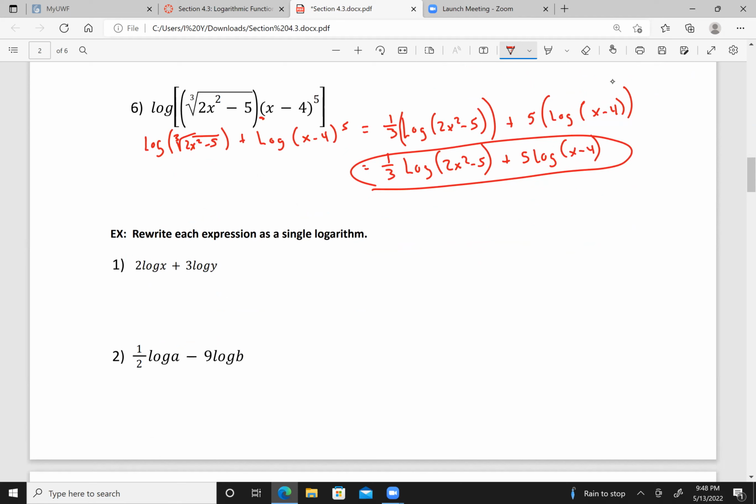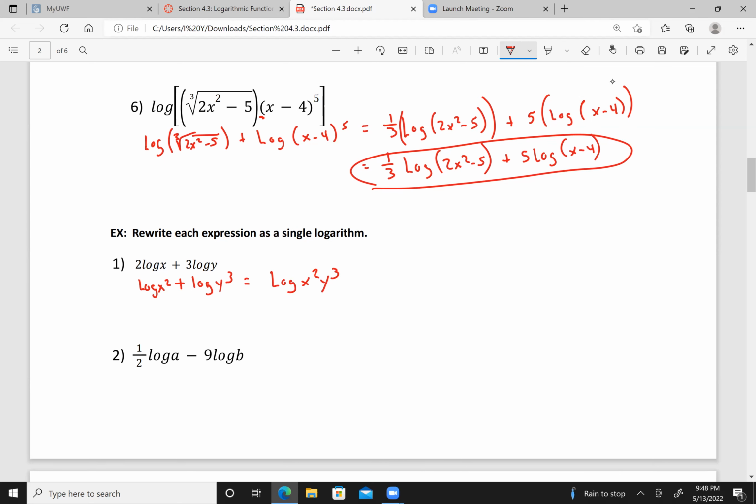Okay, now we're going to go the other way. So I have 2 times the log of x. This gives me the log of x squared. Plus 3 times the log of y is the log of y cubed. Then I'm adding, so this is simply the log of x squared y cubed.